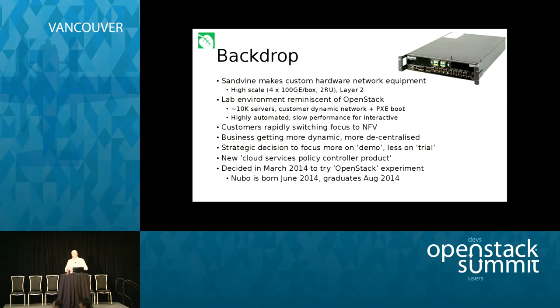I'm going to talk a little bit about how we've gotten to where we're at in NFV, specifically with OpenStack, and some of the things that we found successful in getting that launched inside the company, and some of the things that we found challenging, and what we're doing around those. So today we make custom hardware equipment, and it's pretty high scale. That box is 2 rack units, and it has 4 100-gigabit interfaces, 8 40-gigabit interfaces, and 8 10-gigabit, and that's a lot of bandwidth.